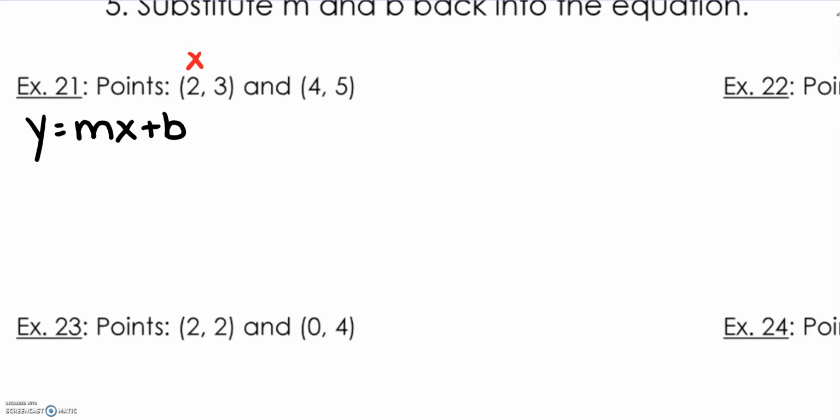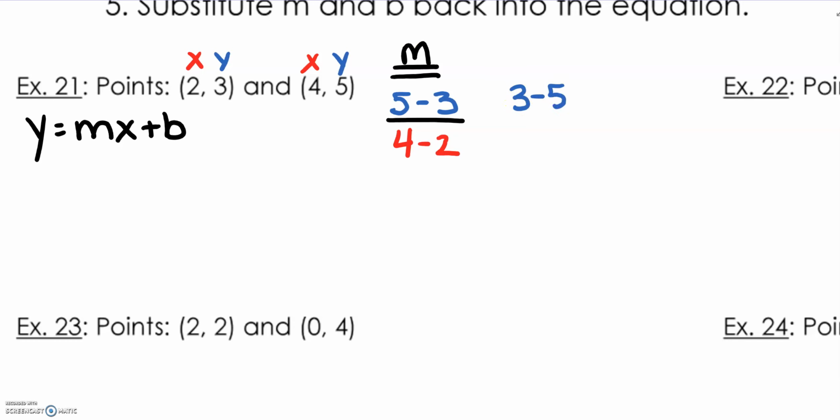Every set of coordinates gives me an x and a y. This one's also an x and a y. When I'm using the slope formula, remember, I want my rise over my run. I want the difference in my y's over the difference in my x's. So I can subtract 5 minus 3, and if I do that, I would have to do 4 minus 2. So that's the difference in my y's over the difference in my x's. I also could have done 3 minus 5 over 2 minus 4.